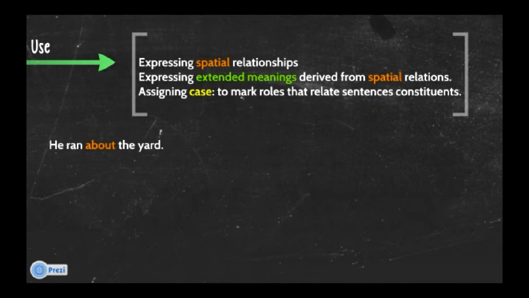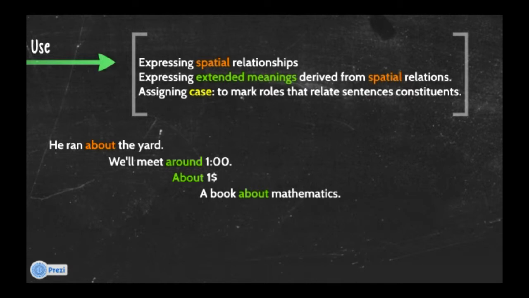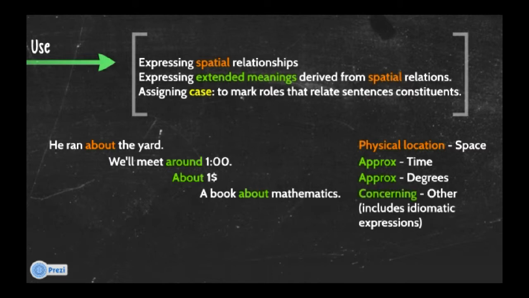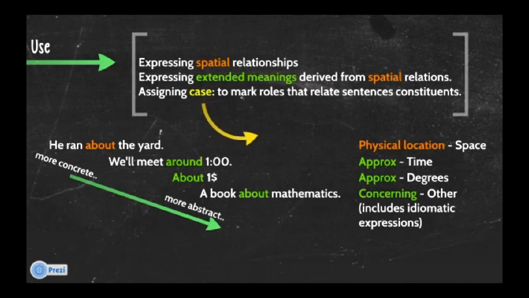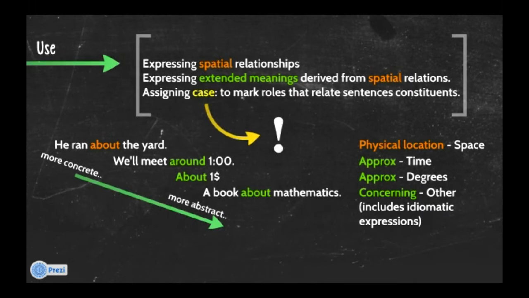He ran about the yard. We'll meet around 1 o'clock. About $1. A book about mathematics. Physical location, space, approximation in time, approximation degrees, and finally concerning, which includes other idiomatic expressions. These expressions go from more concrete to more abstract. But what about case? We will talk about that later.